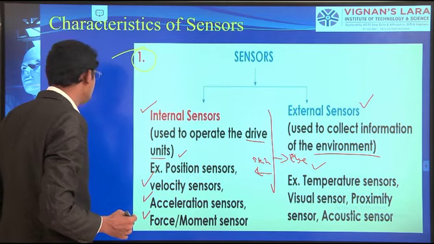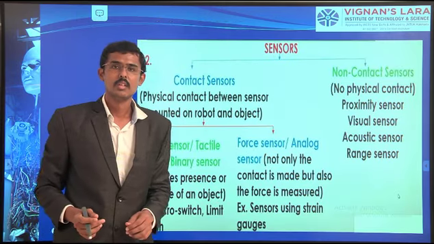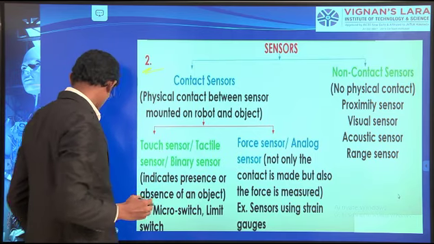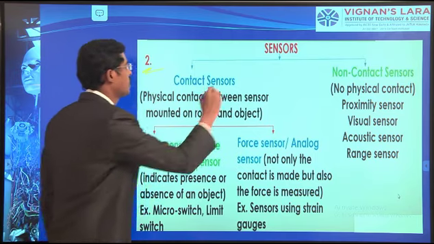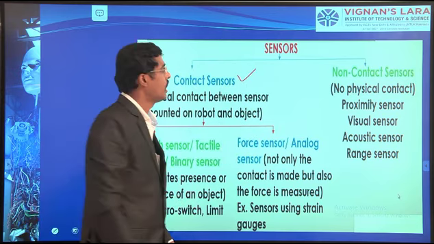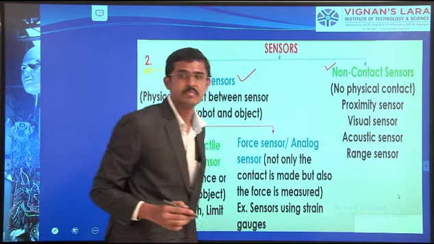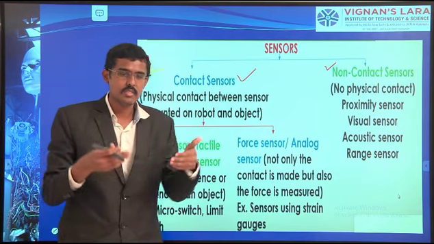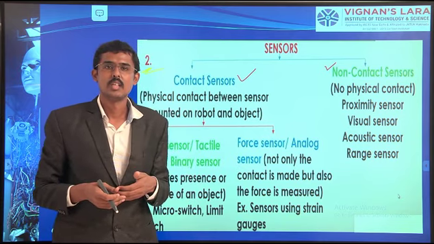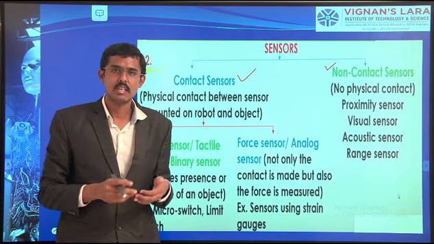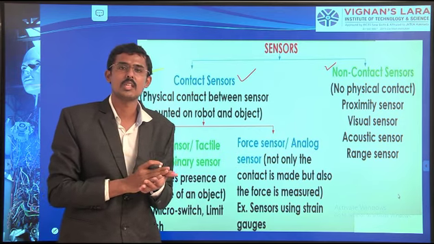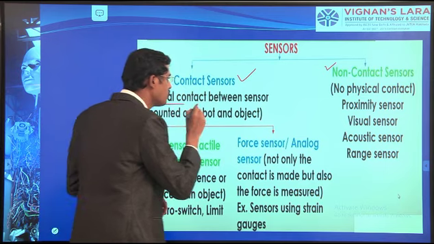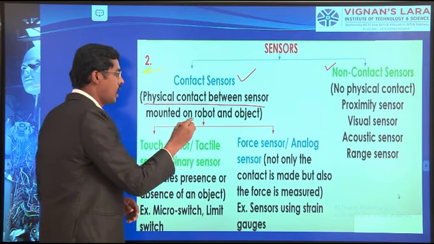I am also dividing the same sensors in a second form, with respect to contact sensors and non-contact sensors, right. So you see, in some sensors we have a physical contact. It touches, like a mobile phone, it touches. Those come under contact sensors. These contact sensors have physical contact between the sensor and the object.